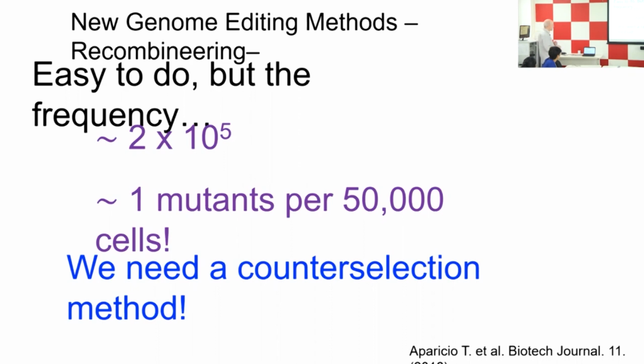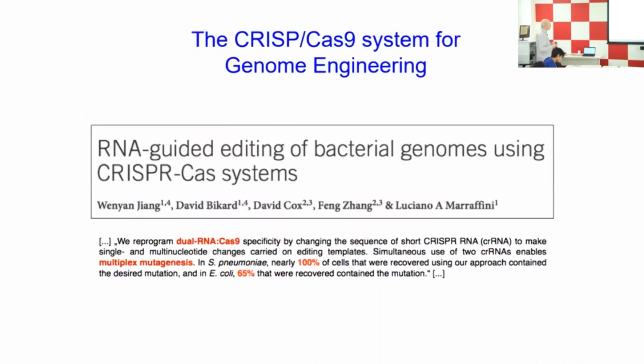Okay? So ideally, it would be great to have a counter-selection method that will be able to distinguish a wild-type sequence from a mutated sequence without having to rely on a phenotype. Okay? So how can you do that? Then we open this big box of genomic engineering tools that are based on CRISPR-Cas systems.